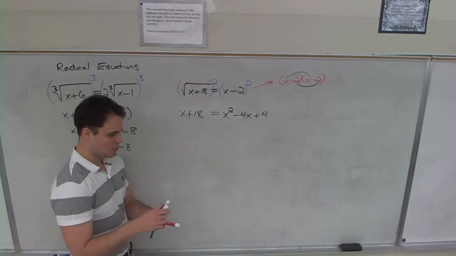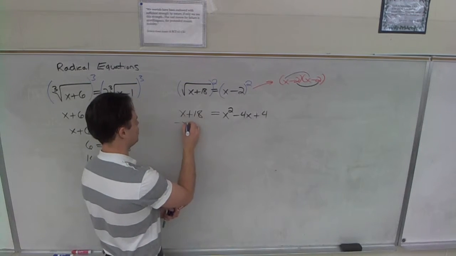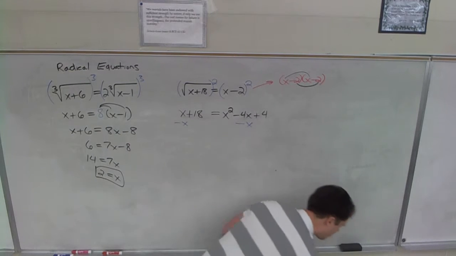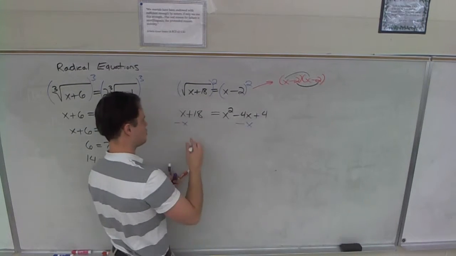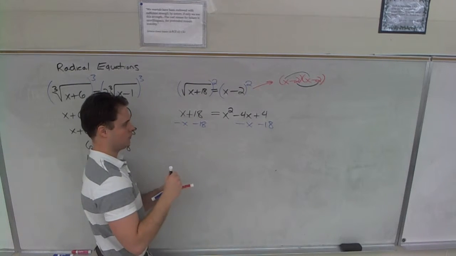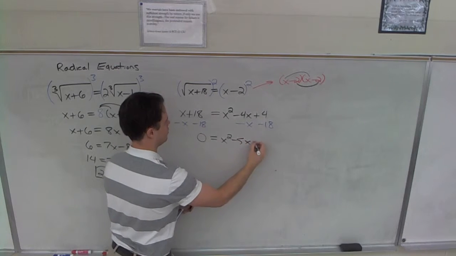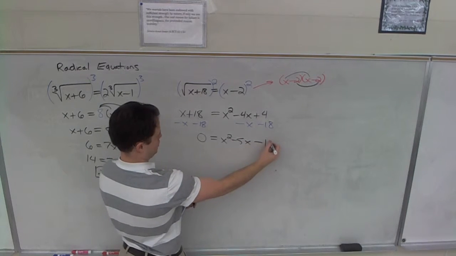So parabolas, we pretty much always set them to 0 to solve them before we use the formula or factoring or whatever. So I'm going to set it to 0. Show my work a little bit. So there's 0. Got x squared minus 5x minus 14, is that right?